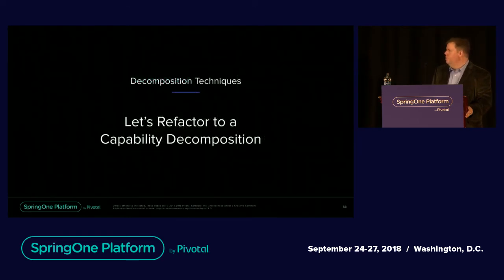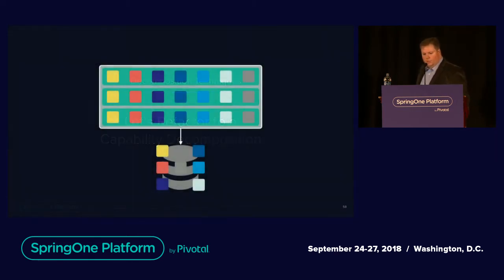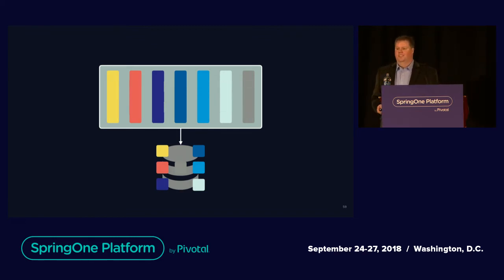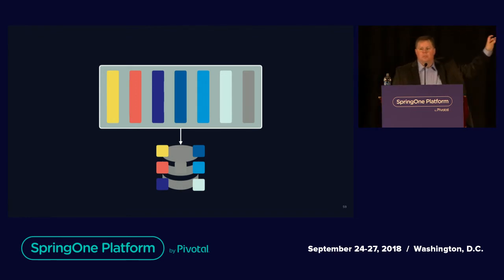Let's refactor to capability decomposition. So what do we do first? Bye-bye layers. They weren't doing us any good anyway. What do we do instead? Vertical slicing. In fact, this is a really okay place to stop. If you don't need to go any further than this, don't. If you're starting a new system, this is actually a really good place to start.